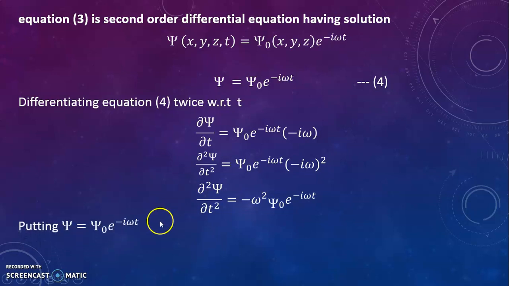By putting psi is equal to psi naught e raised to minus i omega t, which is actually equation number 4, instead of this complete term we can write only psi. So it gives dou square psi upon dou t square is equal to minus omega square psi. Let this be equation number 5.